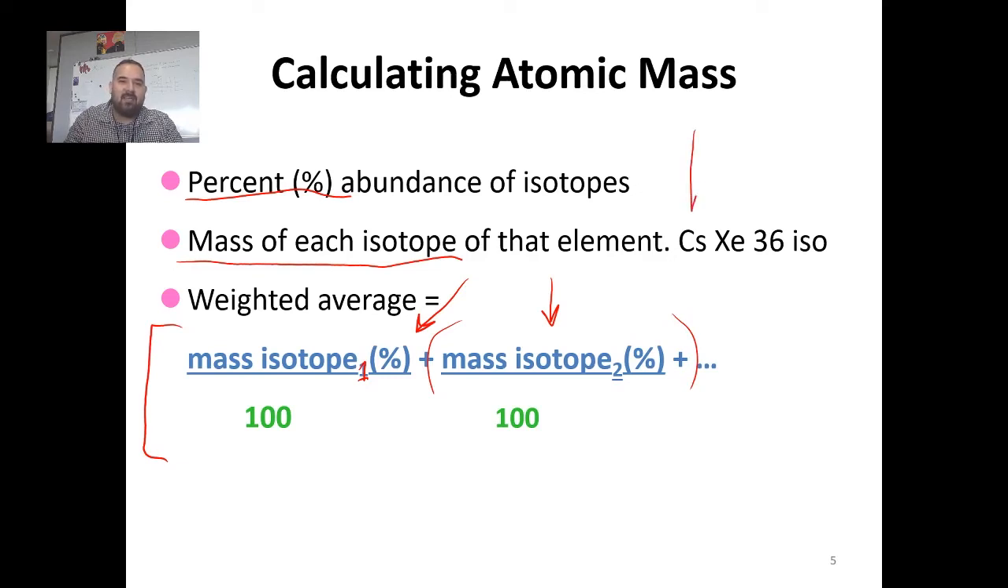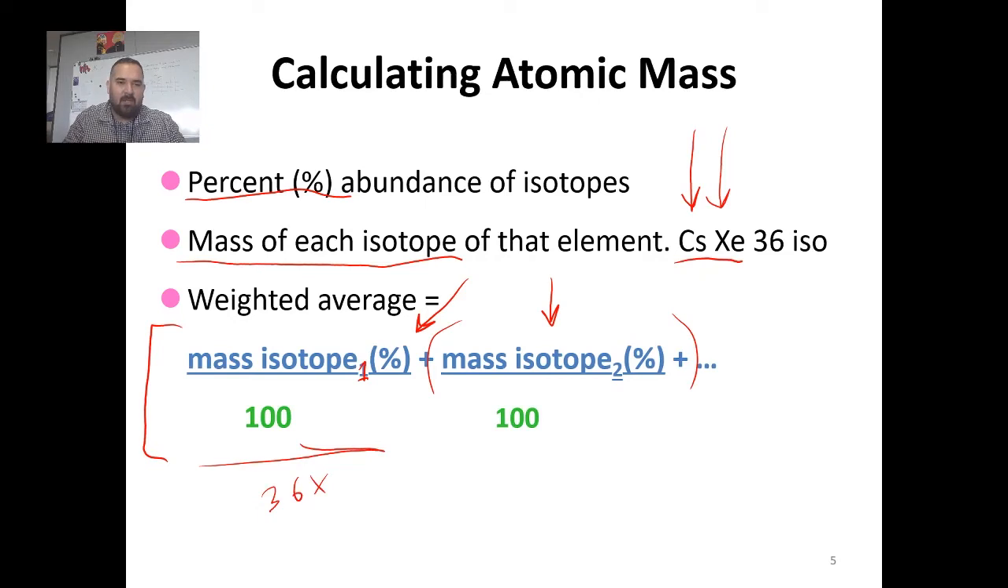So this is just trivia type stuff. What element has the most isotopes? It's going to be cesium and xenon. So they have 36 isotopes each. So if you were to try to solve this equation for cesium or xenon, this part of the equation is going to repeat 36 times.